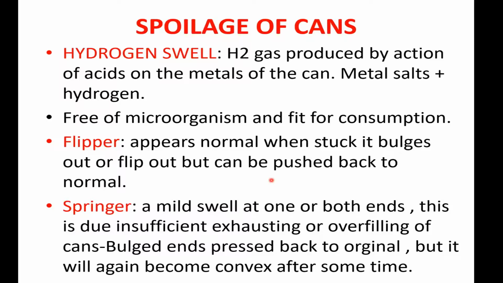Here the can is free of microorganisms and fit for consumption, but we can find a small bulging there. Hydrogen gas will be released, so instead of concave, it will form a slight convex. When we open such cans, we will not have any off odor, and microorganisms will not be seen. This is mainly seen in high acid foods, where the acidity is very high. In such foods we will come across this type of spoilage, that is hydrogen swell. So if the can is convex and it is a high acid food, you can expect it to be a hydrogen swell. Use your logic and see that.